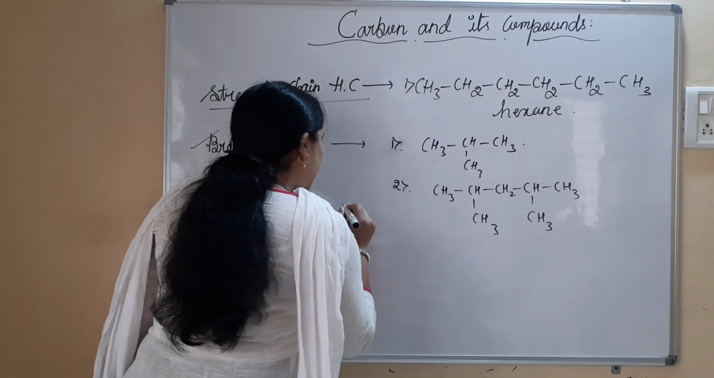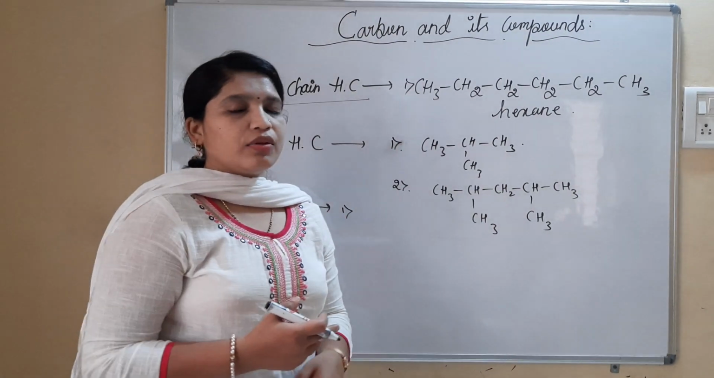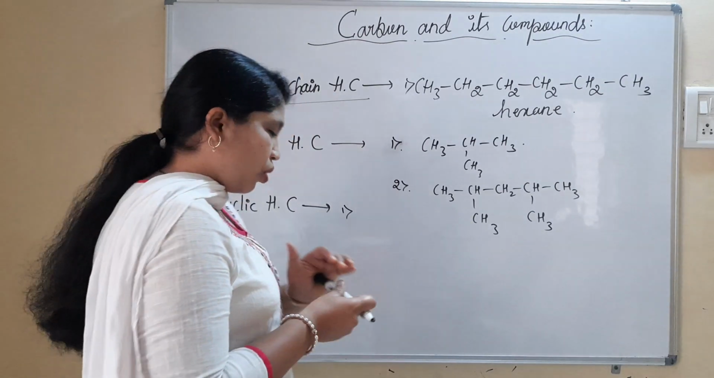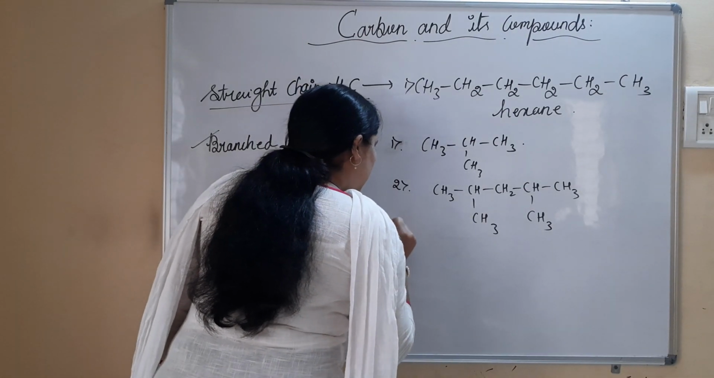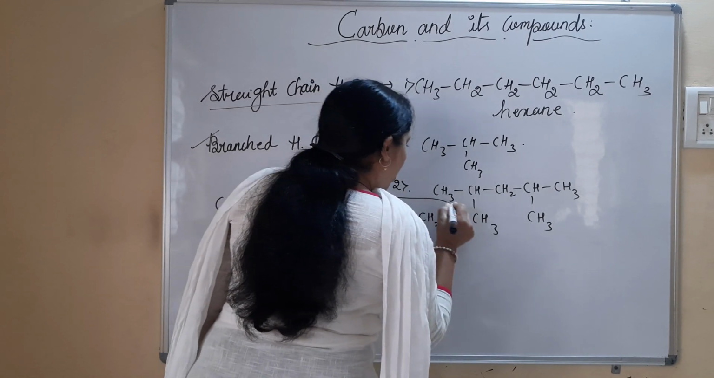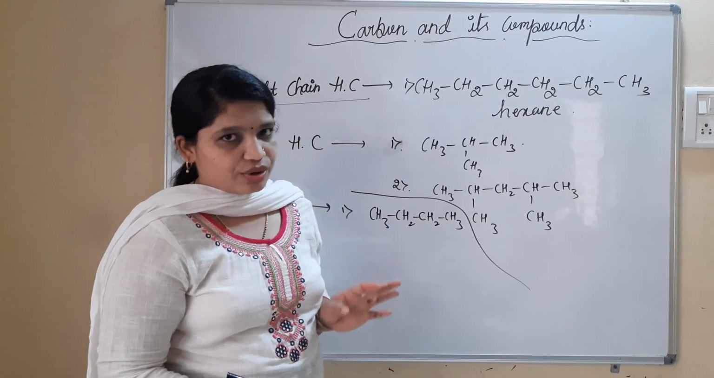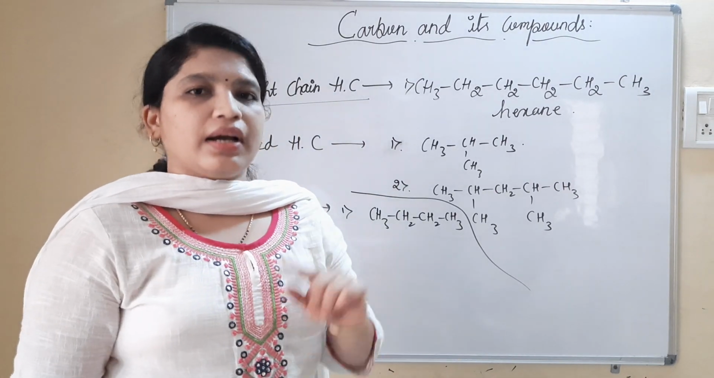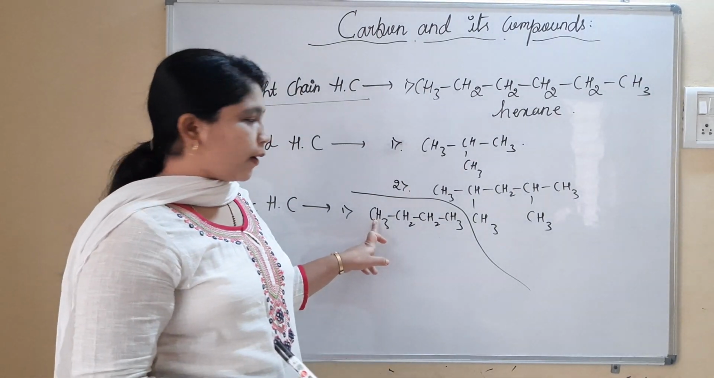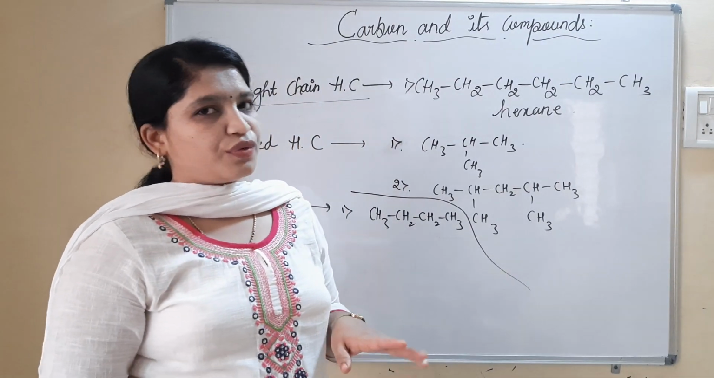So let me first explain the cyclic hydrocarbons. I will be considering the example of butane. You all know how to write butane, CH3, CH2, CH2, CH3. We all know it is considered a straight chain. With the help of such straight chain hydrocarbons, we can make cyclic hydrocarbons. How? Just by removing one of the hydrogens from the first carbon, and similarly another hydrogen from the last carbon.